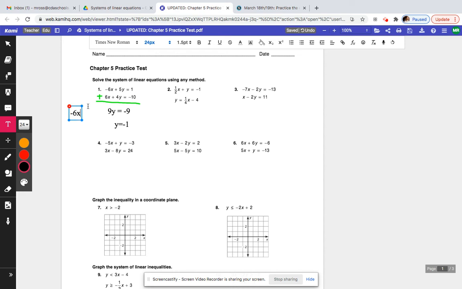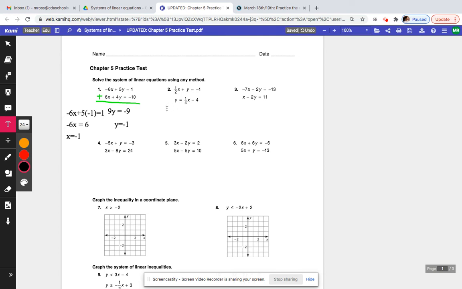So -6x plus 5 times -1 has to equal 1. From here, we can simplify this and get -6x is equal to, so 5 times -1 is going to be -5. If you add 5 on both sides, you're going to end up getting 6, and then x is going to be -1. There's your two answers.